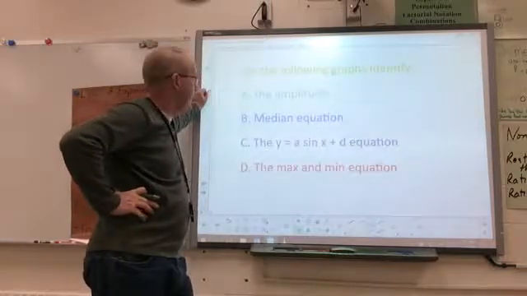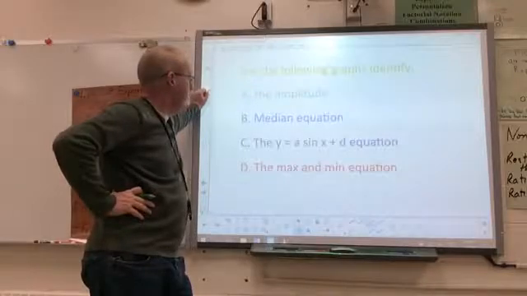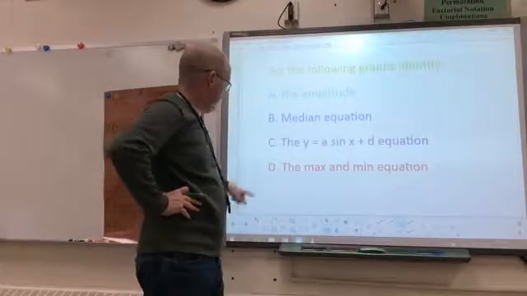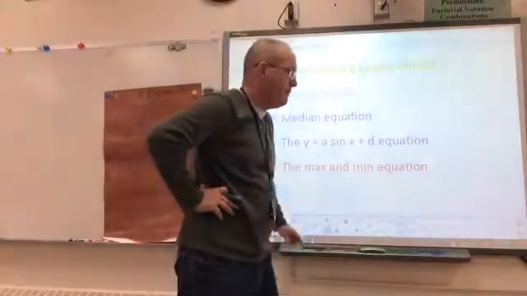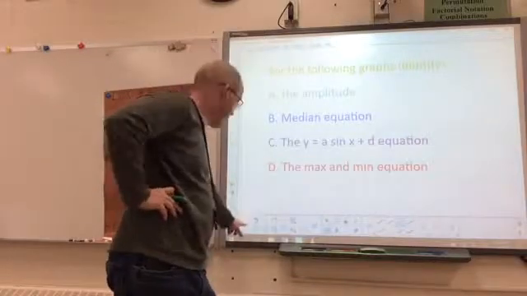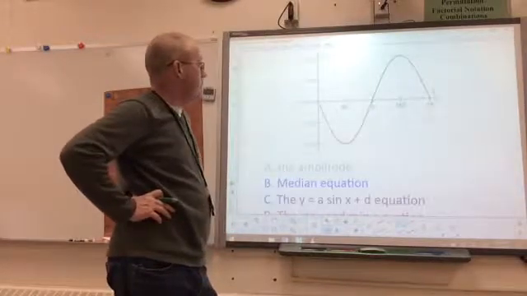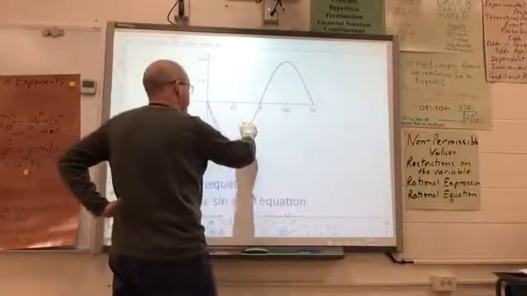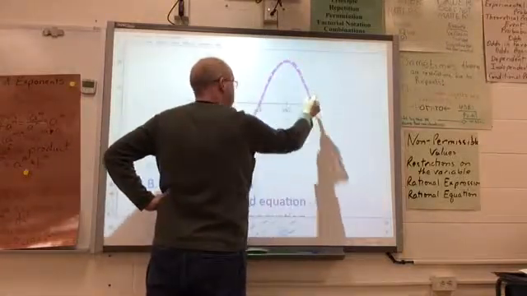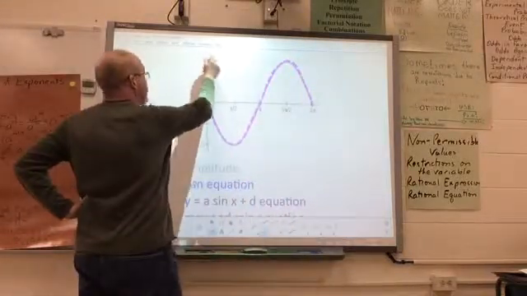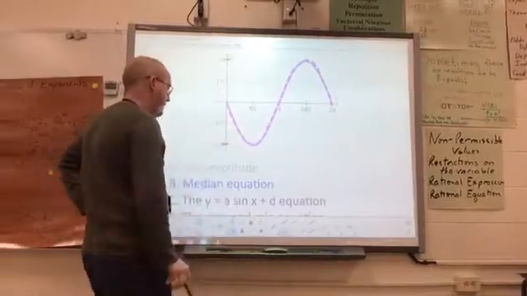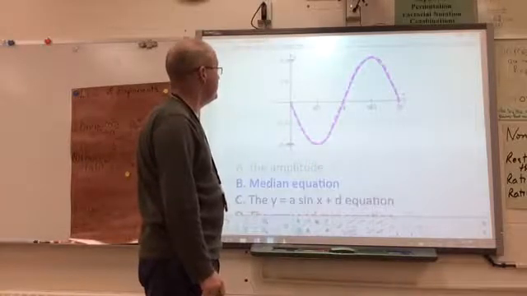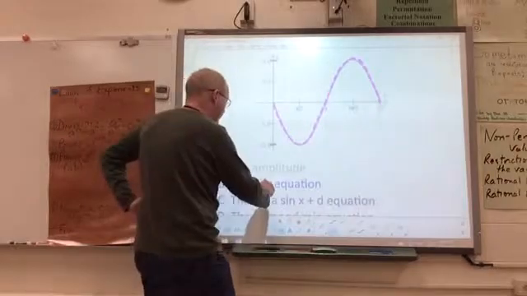Now, let's go here. For the following graphs, identify the amplitude, the median, y equals a sine x plus d. Today, we're just dealing with a and d, and the max and minimum. Amplitude and median. All right, so let's look at this graph. So, here's the graph, right here. So, what's the maximum value? It is 2, and the minimum value is minus 2. So, the median, the midline, D value.